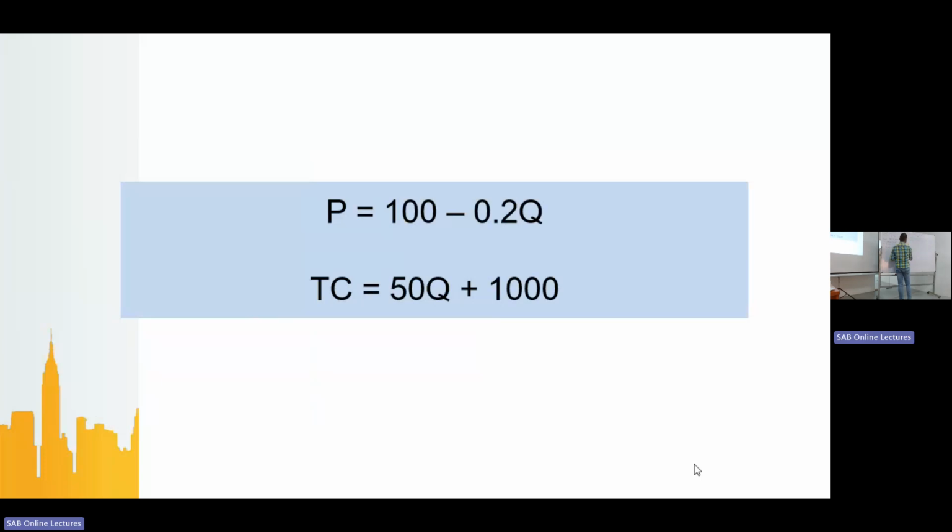And the second step is to find marginal revenue. At the end of the previous session, I taught you how to find marginal revenue from the total revenue function. You have to differentiate the total revenue function with respect to Q.